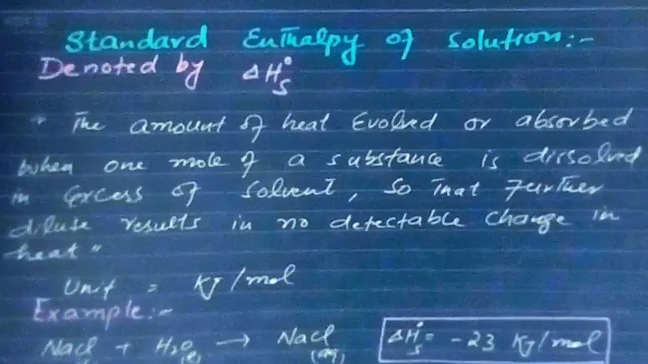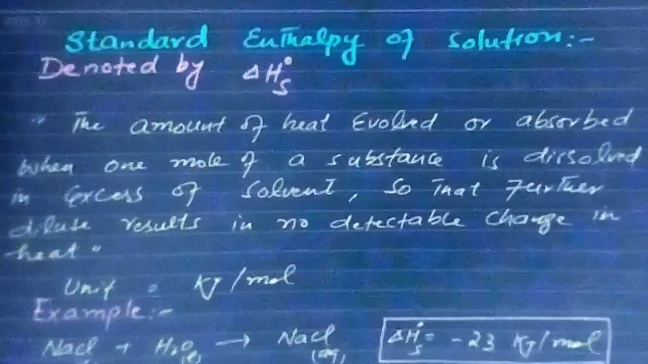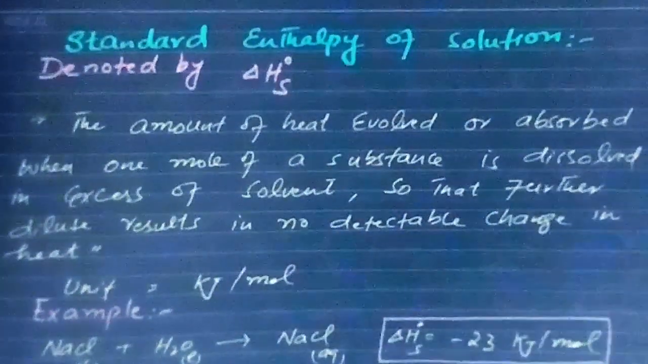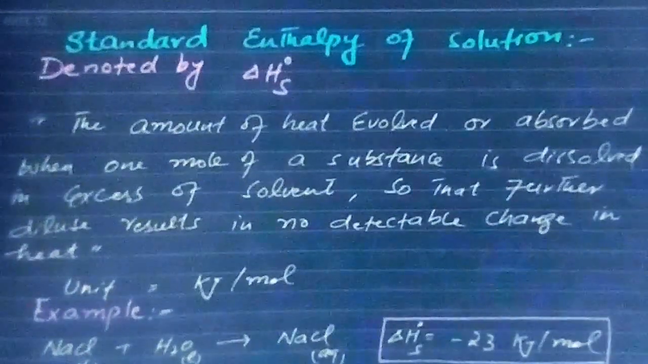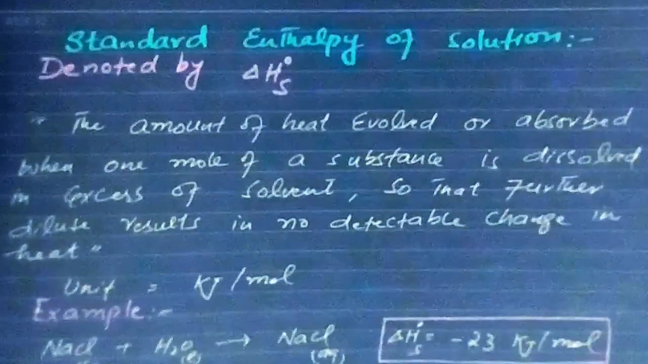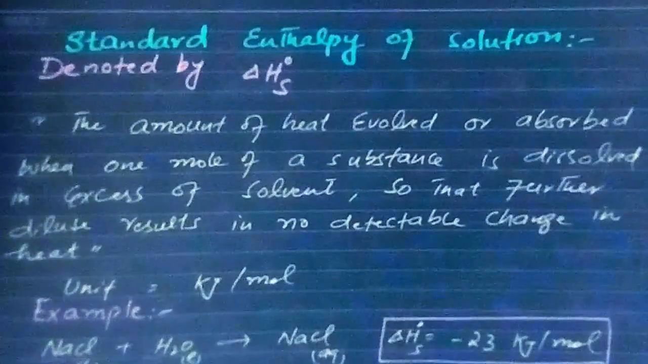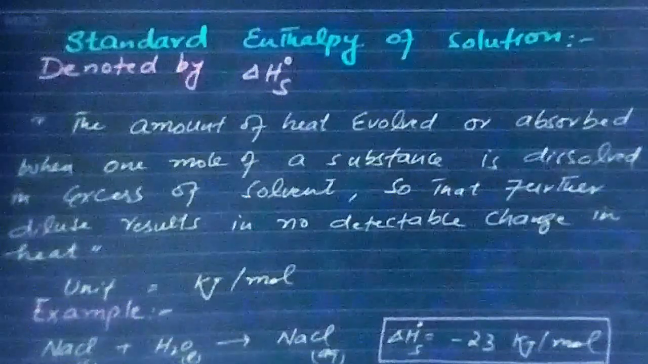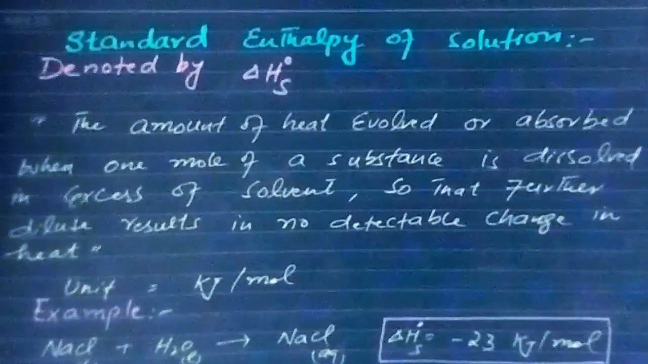So the heat evolved or absorbed when 1 mole of a substance is dissolved in excess of a solvent and there is no further detectable change in the system, it will be called the standard enthalpy of solution. It is also measured in kilojoule per mole.